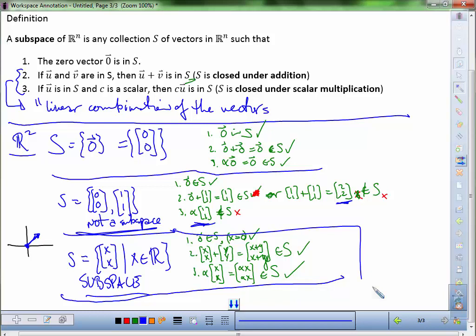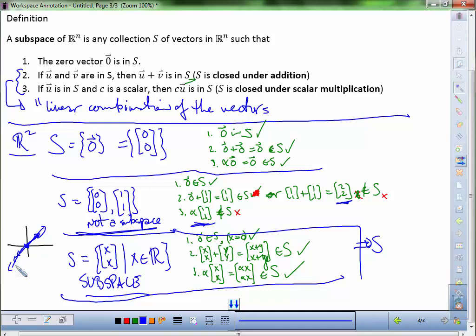Probably a little bit different. Is there another way to represent this S? Can you see another way to represent this S? What am I looking at for this S? So this is (x, x) for x any real number. I can have positive numbers, I can have 0, I can have negative numbers. So what is it that I'm actually looking at when I look at this subspace?